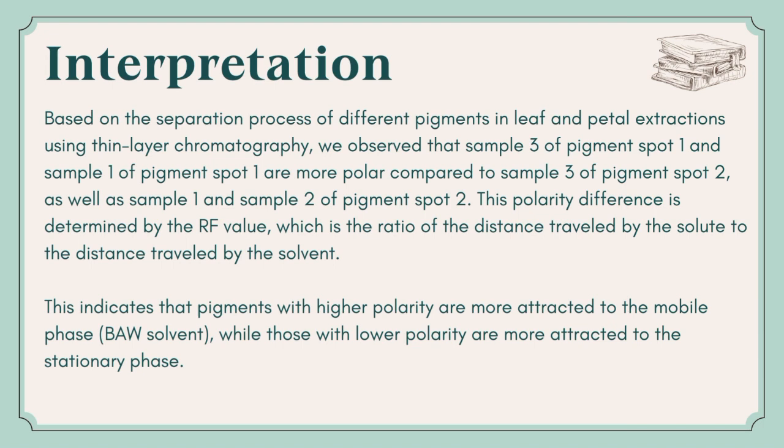As we can see before, in the table of Rf values, sample 1 and sample 3, the spot 1 are 0.45 and also 0.43. So this indicates that pigments with higher polarity are more attracted to the mobile phase, which in this experiment is BAW solvent, while those with lower polarity are more attracted to the stationary phase.